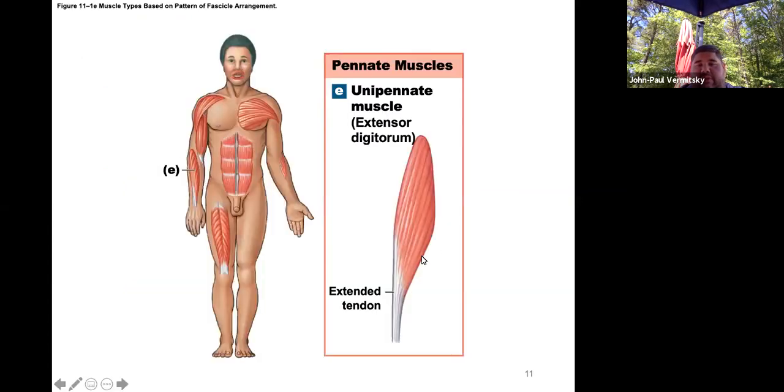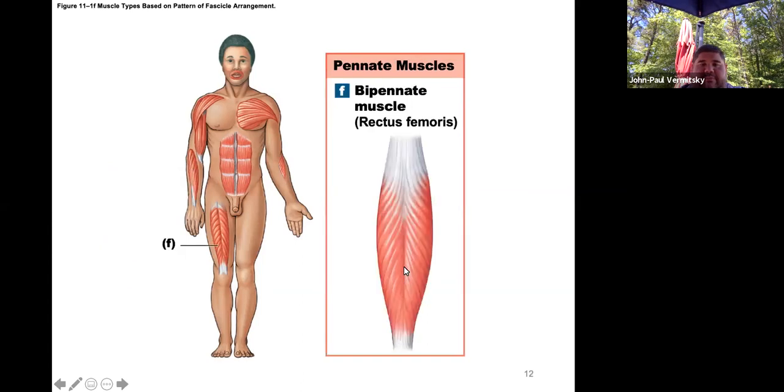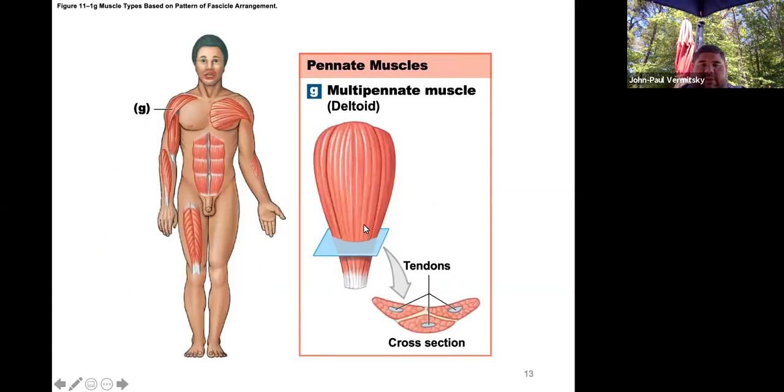So here is a unipennate muscle. This is the extensor digitorum, which is located in your forearm. You can see the muscle sort of radiating off of one side of the tendon here. There's a bipennate on either side of the tendon. This is your rectus femoris. And then a multipennate here, you can see here. And then you can also see, if you do a cross section, the multiple tendons within the cross section there.